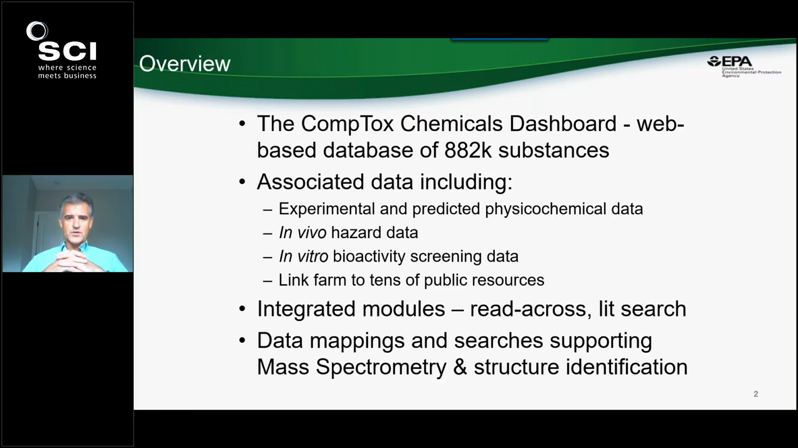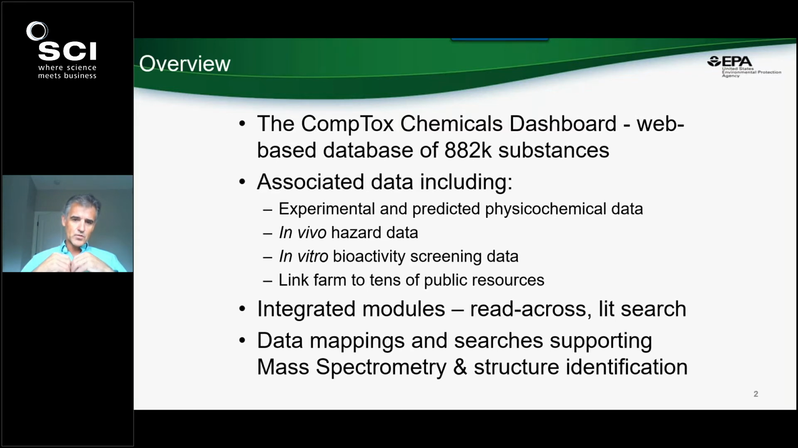At present, it has 882,000 substances, and we are pulling together all of these chemical substances and, where we can, physicochemical data, both experimental and predicted, and hazard data, so we have data for over 50,000 chemicals. We have in vitro bioactivity screening data, so that we are pushing thousands of chemicals through thousands of bioactivity screens, and all of those data are made available. We also have built a link farm to tens of public resources. We're not trying to go it alone. We're trying to be part of the network of online resources that are available for the community to use.